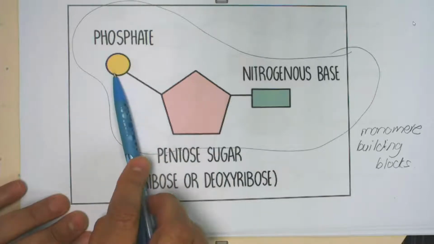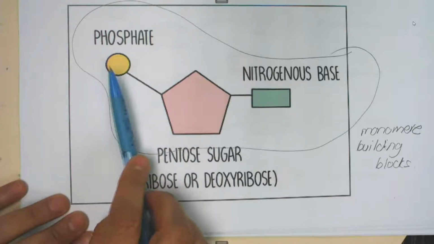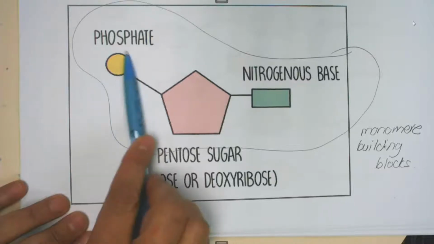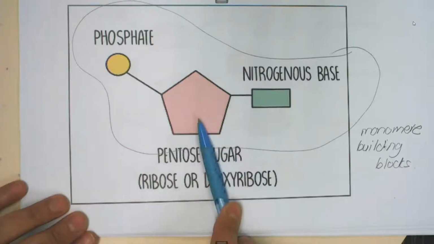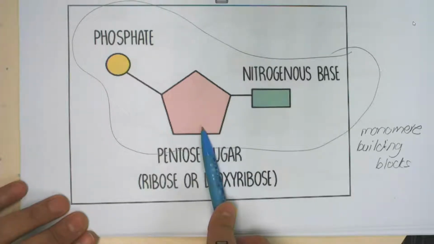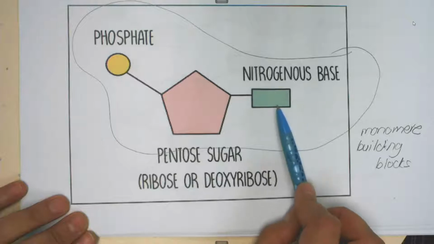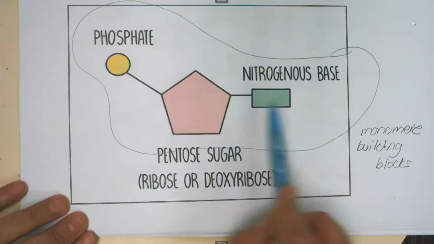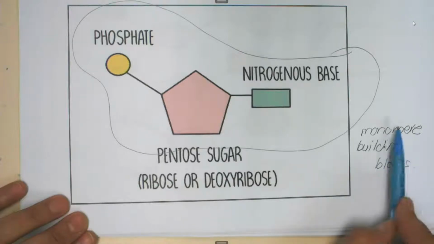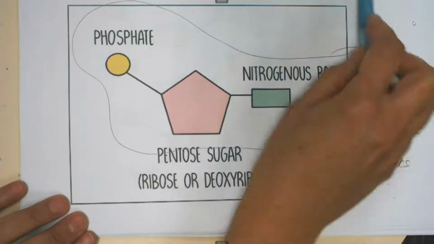Now, the first one that you can see here is a phosphate. Most of the time when they draw it, the stick figures, they will do it in the shape of a circle. This one represents the sugar. If it's DNA, the sugar will be called deoxyribose. If it's RNA, the sugar will be called ribose. And then obviously there we will have a nitrogenous base. Now these three things form the building blocks or the monomer of all nucleic acids.